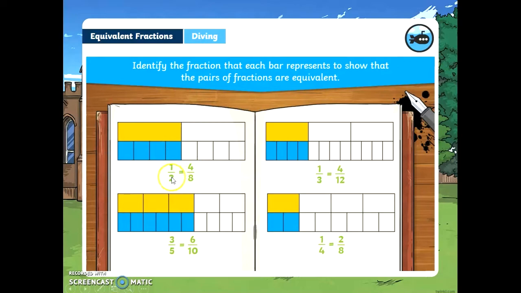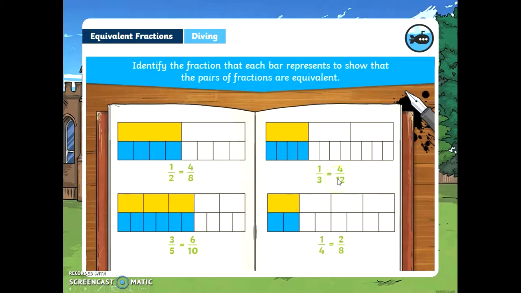And because my numerator here was 1, and I've times that by 4, my denominator is 2. There were 2 equal pieces, and both of those equal pieces have got 4 pieces in the bar below. So I've got to times that by 4 as well. So I have to multiply the numerator and the denominator by the same amount. So 1 times 4 is 4, but 2 times 4 is 8. I hope that makes sense.